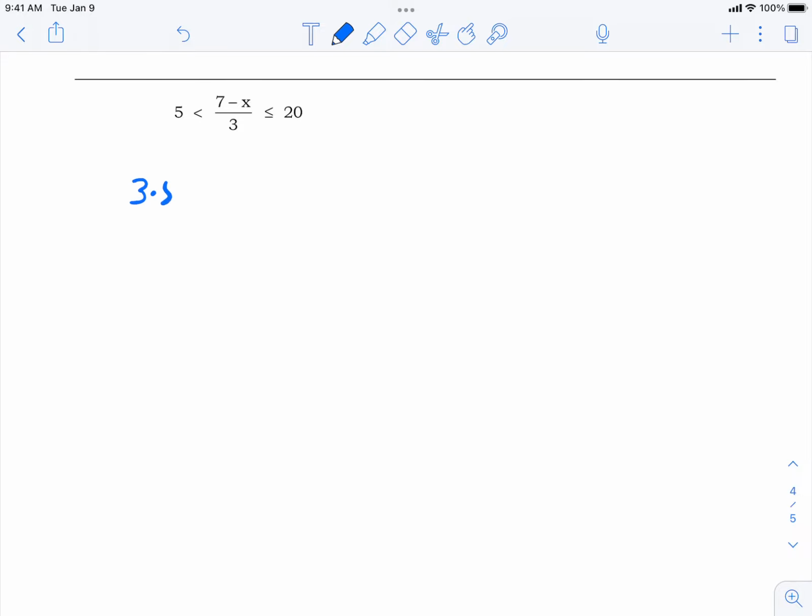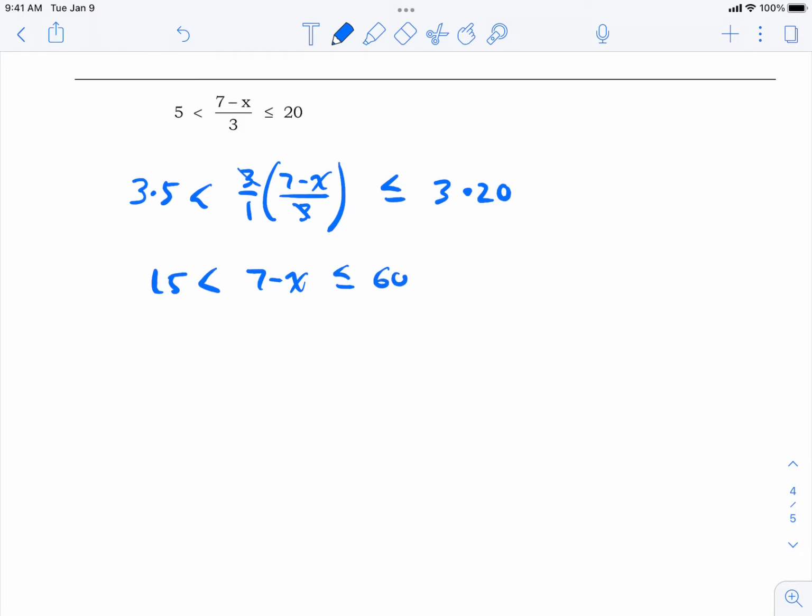I'm going to multiply the left by 3. I'm going to multiply this thing in the middle by 3. And remember, 3 is like 3 over 1, so you can write it that way. And I'm going to multiply this 20 by 3. So whatever you do to one side, you do to all 3, so to speak. So what do I got? I got a 15 less than, and again, this is cross cancellation happening here, now I have a 7 minus x and a 60. Cool. That looks a little better. At least there's no fractions.